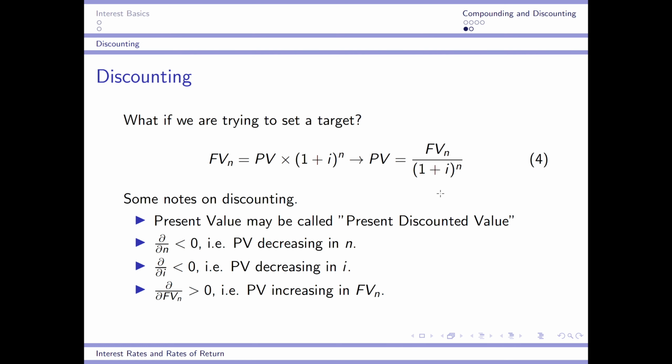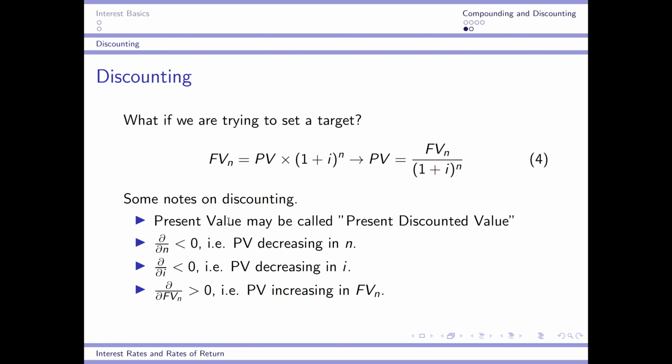But now let's look at the flip side of this. What if we're trying to set a target? Let's say that we're trying to save money by putting it in the bank and earning interest on it to get to a target future value. Well, then we just have to rearrange equation 3 to get equation 4. You should recognize the future value at a select time length n is equal to the principal, or the present value, which we're trying to solve for in this case, times 1 plus the interest rate raised to the number of periods. We can solve for the present value by just dividing by the second term to get this.